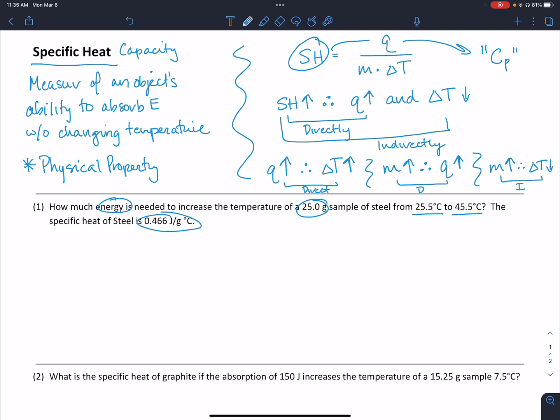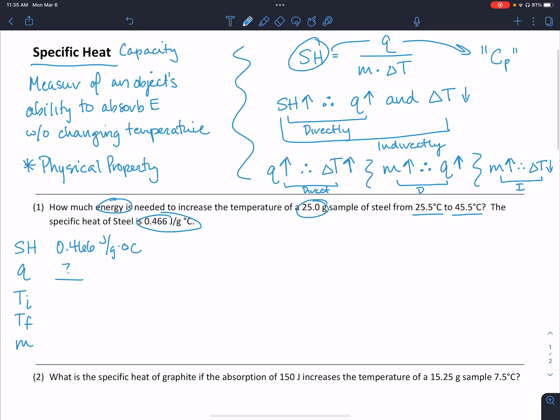When I work problems based on formulas, I like to list out my variables. So I'm going to have specific heat, energy, and delta T, but I like to list it as T initial and T final, and then mass. My specific heat is given as 0.466 joules per gram degrees Celsius. Energy is my unknown. The initial temperature is 25.5 degrees Celsius, the final temperature is 45.5 degrees Celsius, and our sample has a mass of 25 grams.